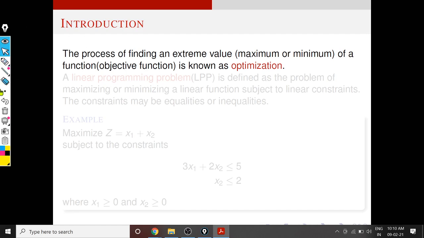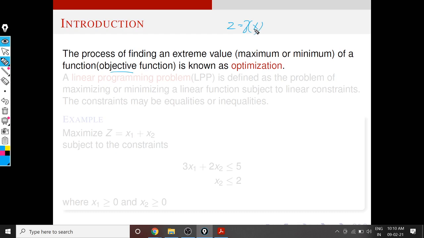called an objective function. Okay, that function is called an objective function, and finding its extreme value is known as optimization. So we have a function z is equal to f(x), and we have to optimize this function. Optimize means we have to find the maximum or minimum of this function. In general this x may be an n-dimensional vector.